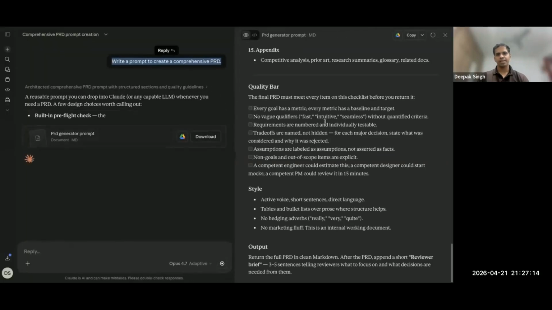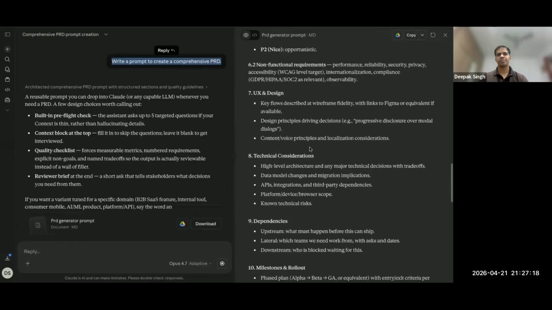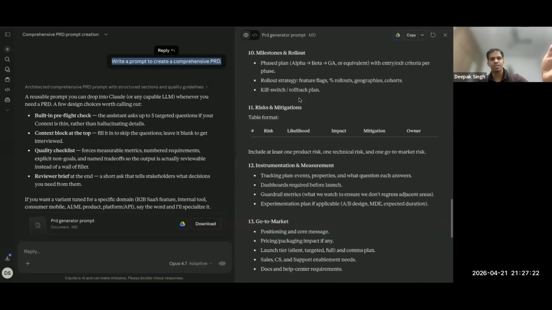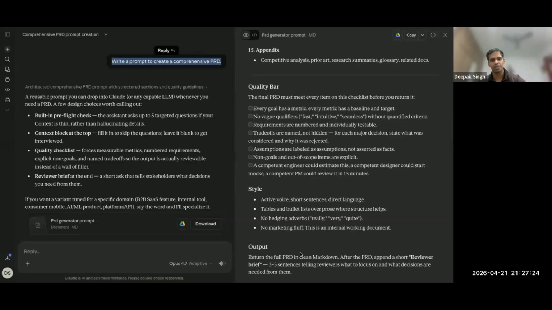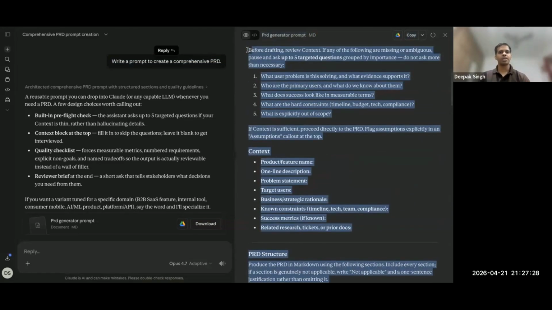Now, when you write a PRD like this, my question is, you have written a prompt to write a PRD, right? So this prompt looks this large. And this is why I was saying you can now store this prompt somewhere. And whenever you have to write a PRD, you can just borrow this prompt. That is one way of doing it: borrow the prompt.